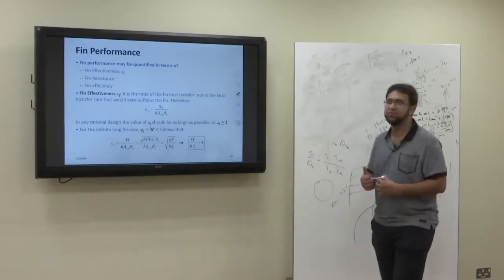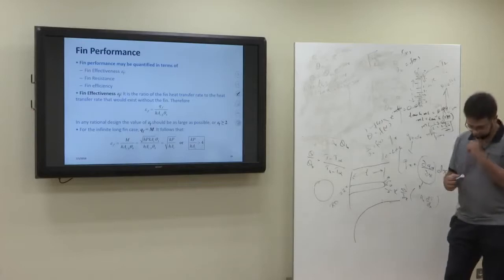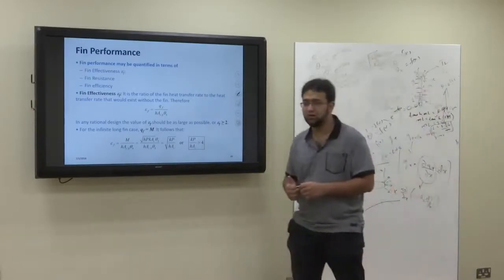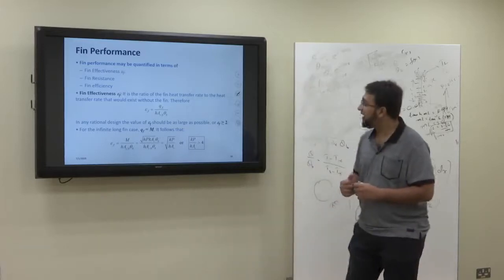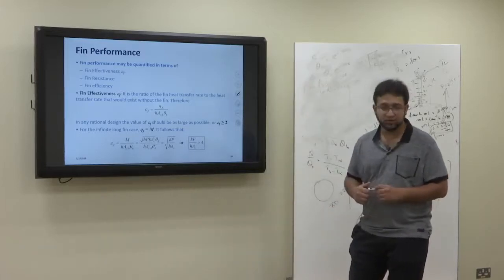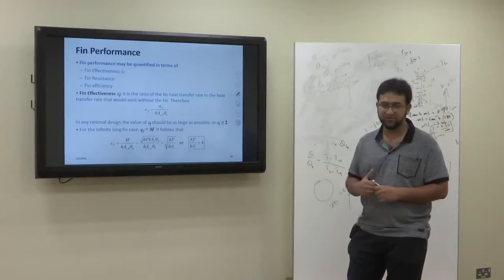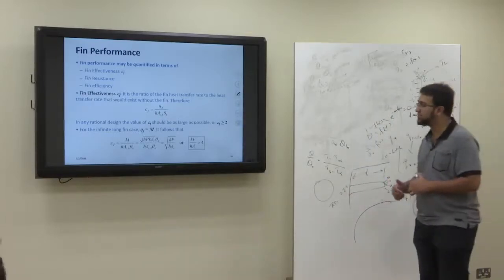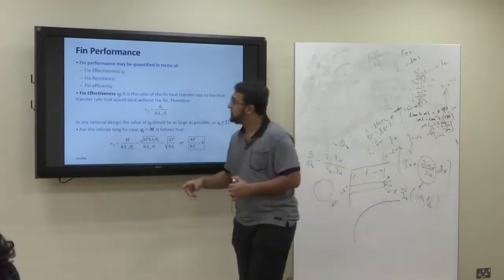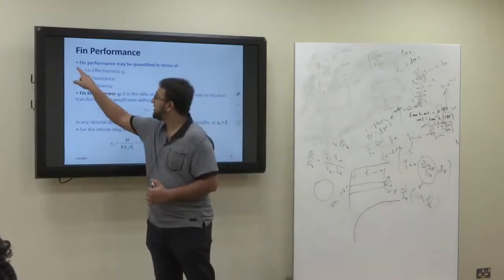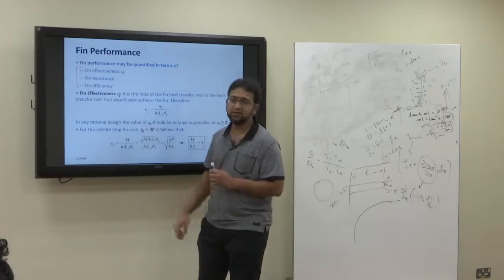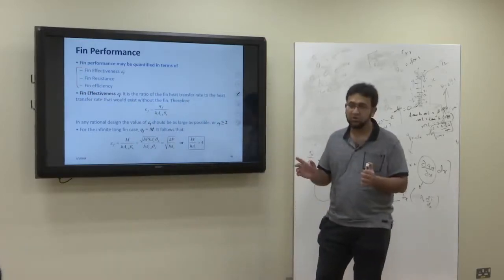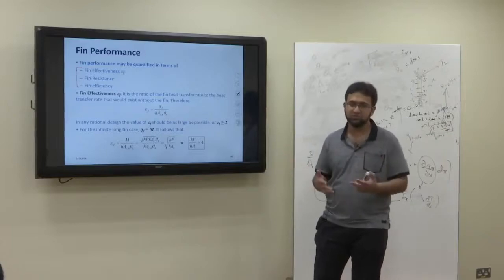How do we study the performance of a fin? Is a fin performing good, not good? How do we compare that? So we have three terminologies for it. The first terminology is the fin effectiveness. Now, fin effectiveness is what? Fin effectiveness is the ratio, but the definition of these three terms, I can ask you in the exam. Write down the definition of these three terms, or any one of them.